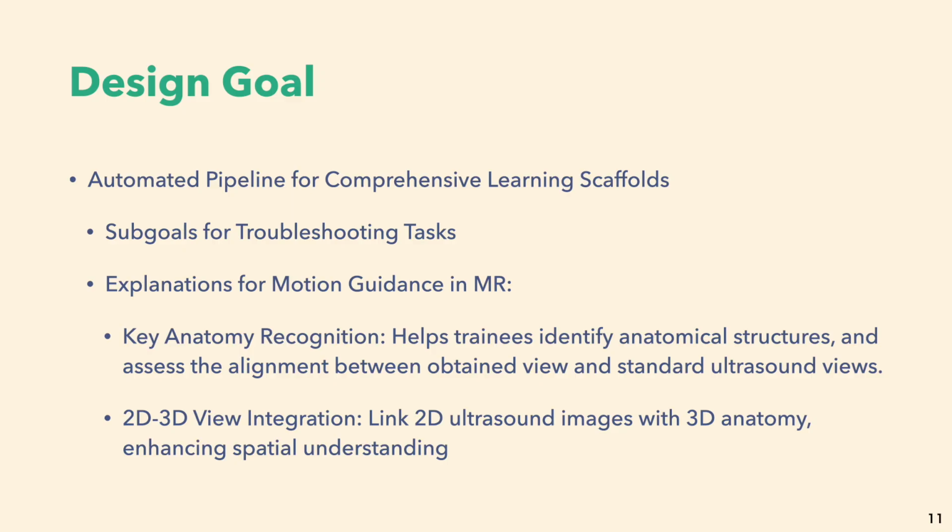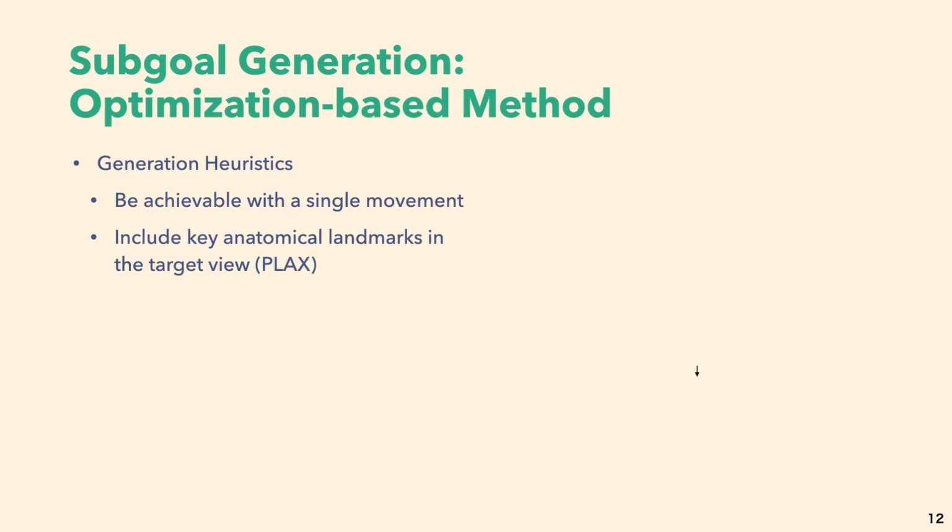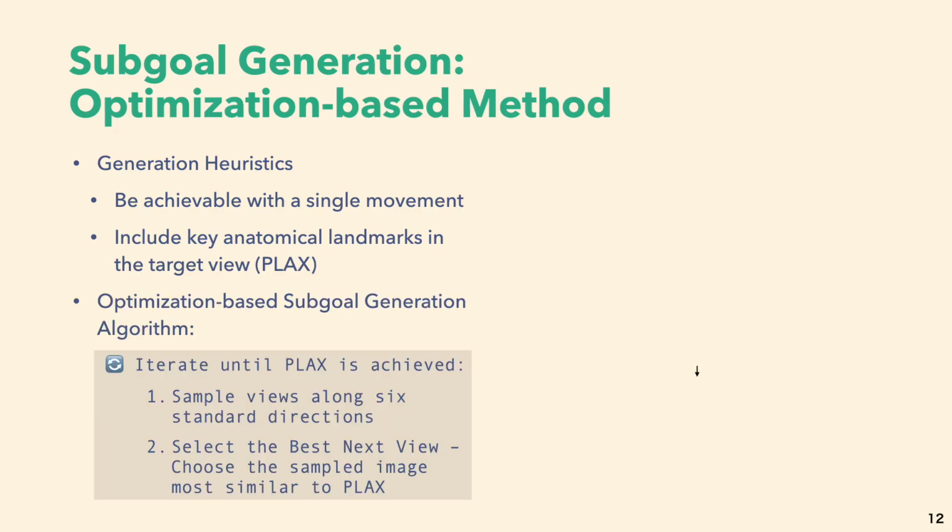To ensure manageable sub-goals, we design them to be achievable with a single movement. Additionally, each sub-goal is anchored by key anatomical landmarks, helping trainees intentionally bring targeted structures into view. We propose an optimization-based method to model this sub-goal generation strategy.